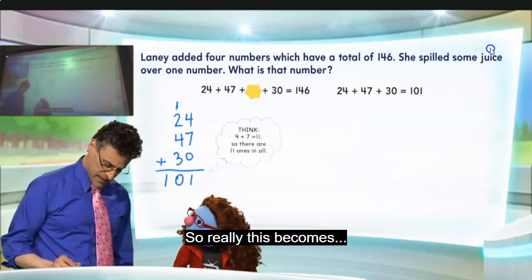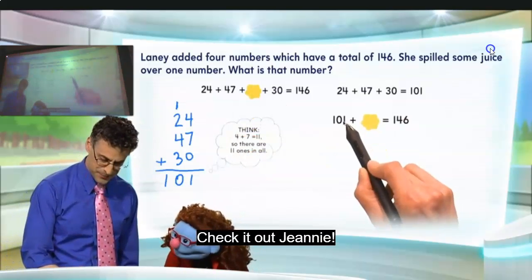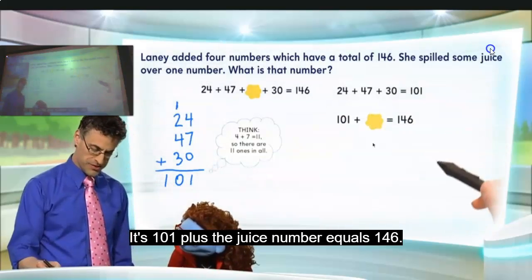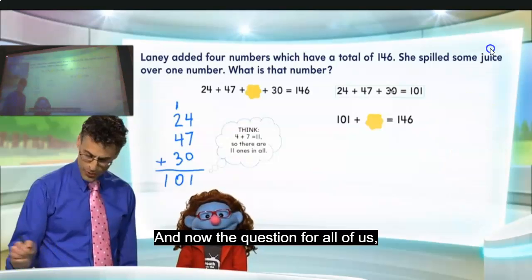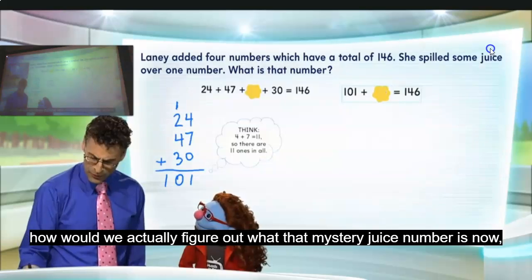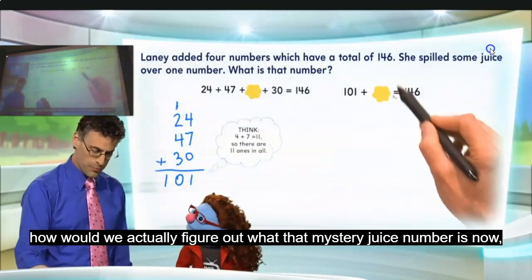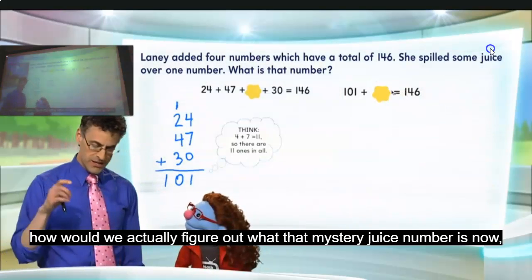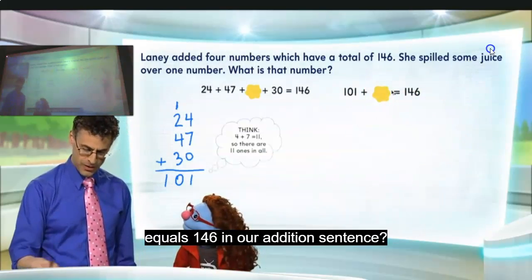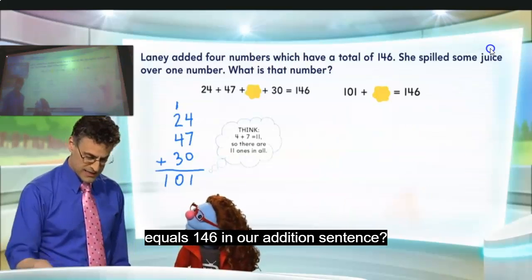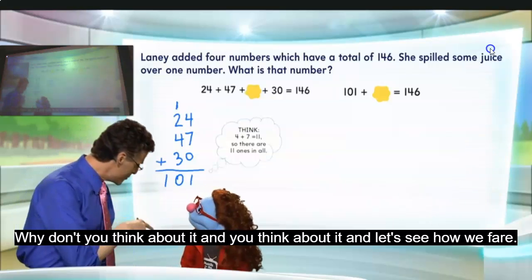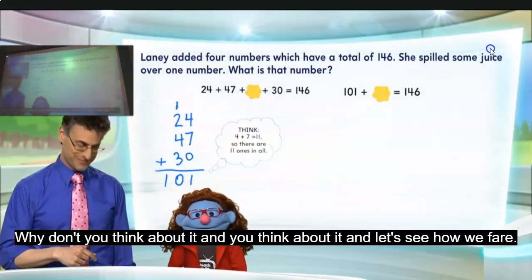So really this becomes, check it out, Jeannie. It's 101 plus the juice number equals 146. And now the question for all of us, which I want you to think about for a second, is how would we actually figure out what that mystery juice number is, just knowing that we have 101 plus the mystery number equals 146 in our addition sentence? Oh, this is so juicy. Why don't you think about it, and let's see how we fare.